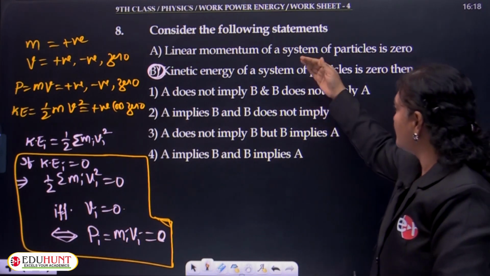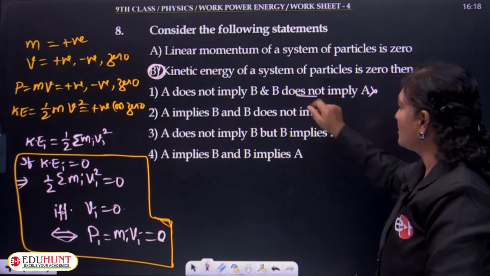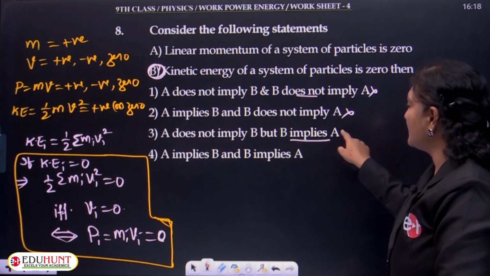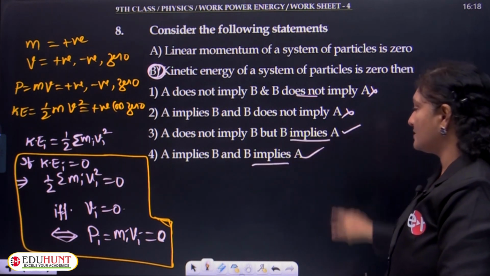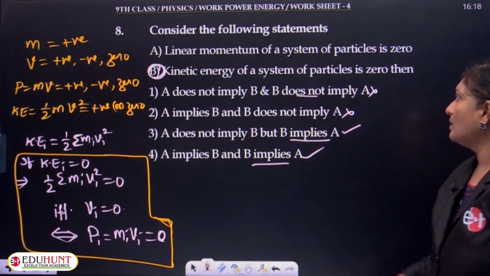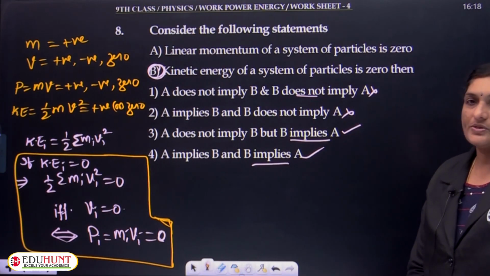B implies A. Where is B implies A? So this must be a wrong statement here, because it does not imply. Here also it is a wrong statement, does not imply. B implies A might be true. So we have to check whether the third option or the fourth option is true. Very clearly we can conclude that the first two options are wrong.